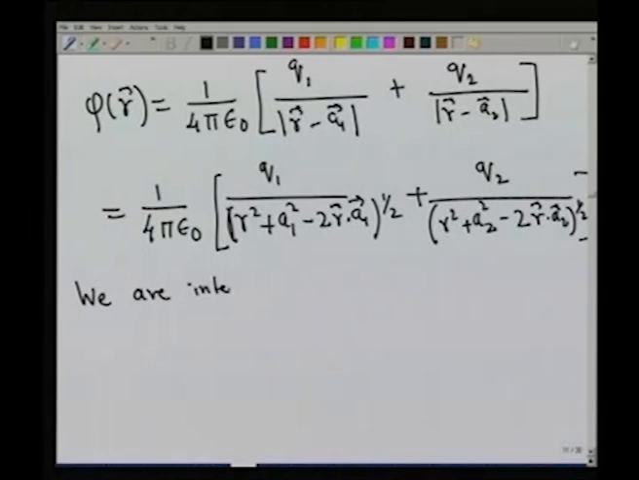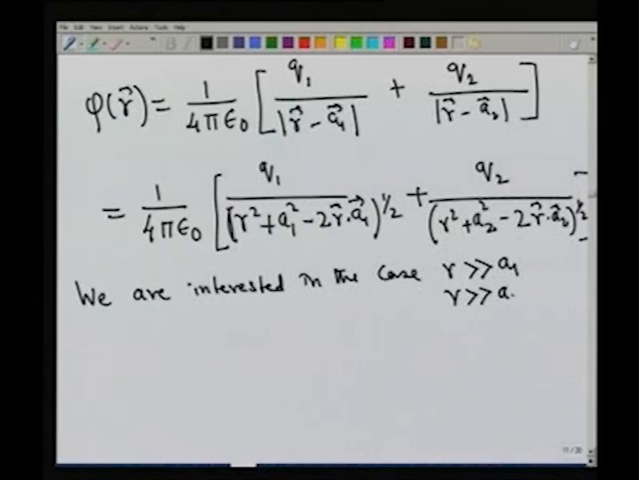in the case r much greater than a1, r much greater than a2. If r is much greater than a1 and a2, then r squared is obviously much greater than a1 squared and 2r dot a1. R squared is again much greater than a2 squared and 2r dot a2. Therefore, what I can do is to pull the r out and make a binomial expansion.